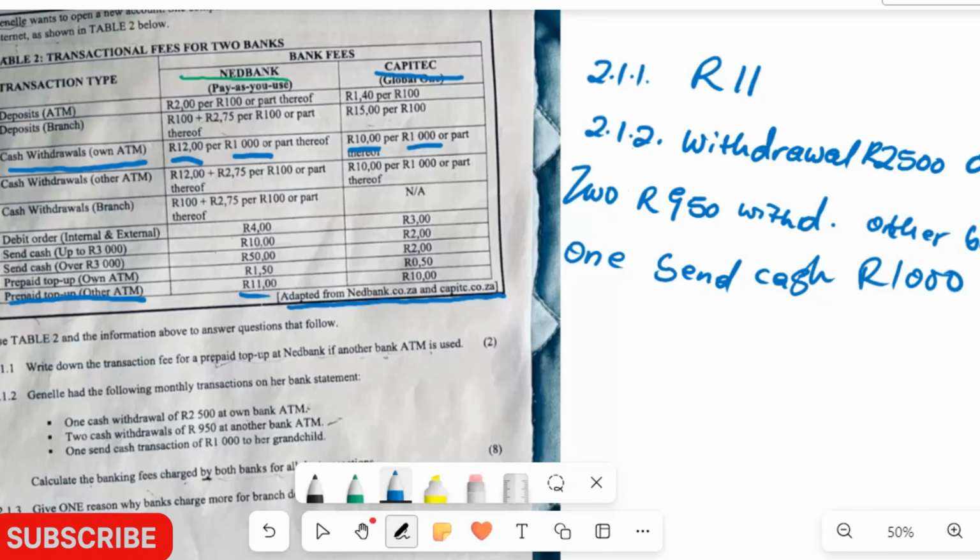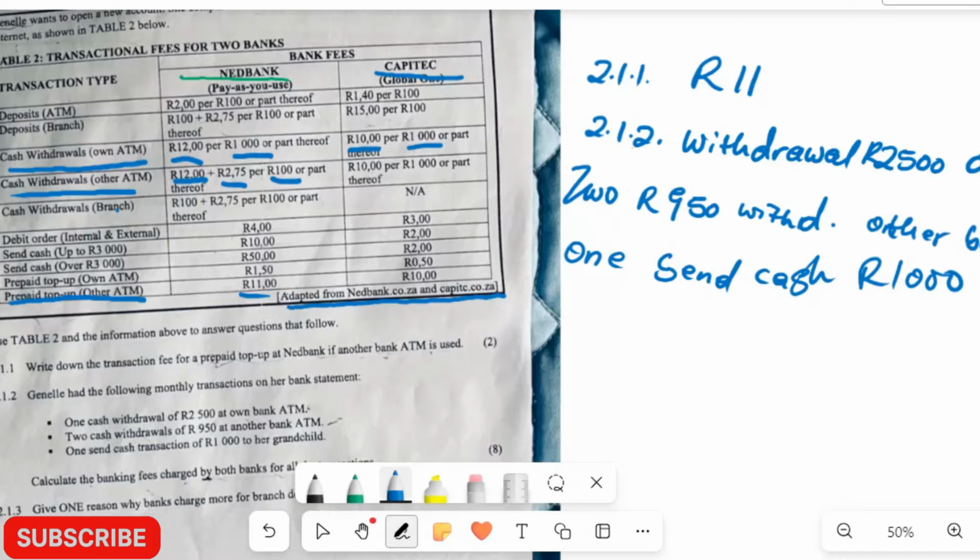And then two cash withdrawals at another ATM. When you withdraw cash at another ATM, they charge you 12 rand once off. 12 rand straight, that's net bank for you. And then for every 100 rands or part thereof, I've explained what part thereof means, they will charge you 2 rands 75 cents. That's if you're withdrawing from another ATM. And she did that twice.